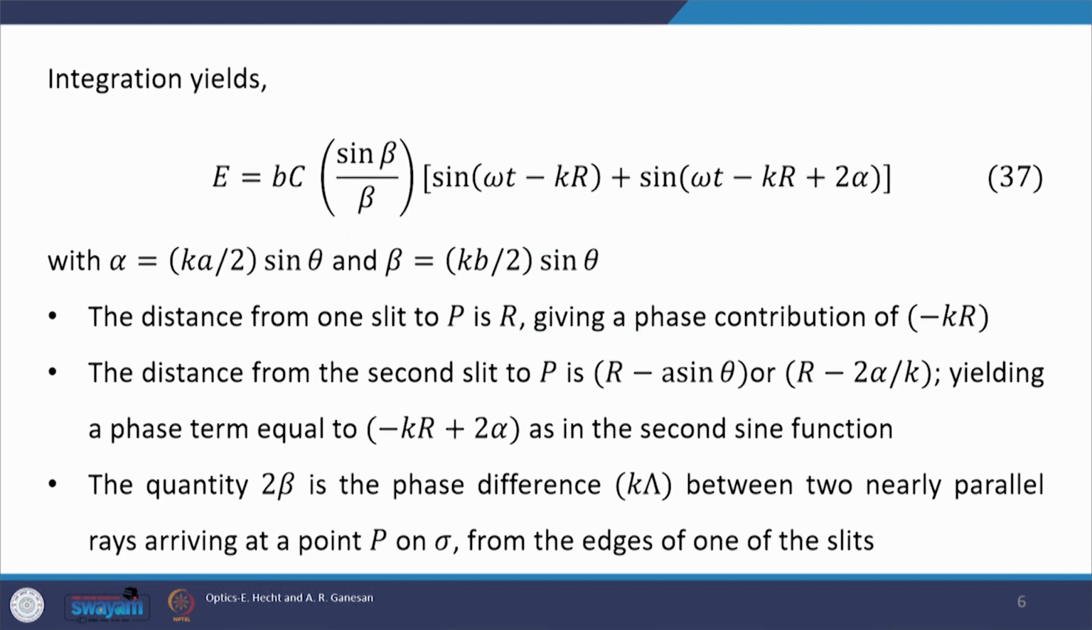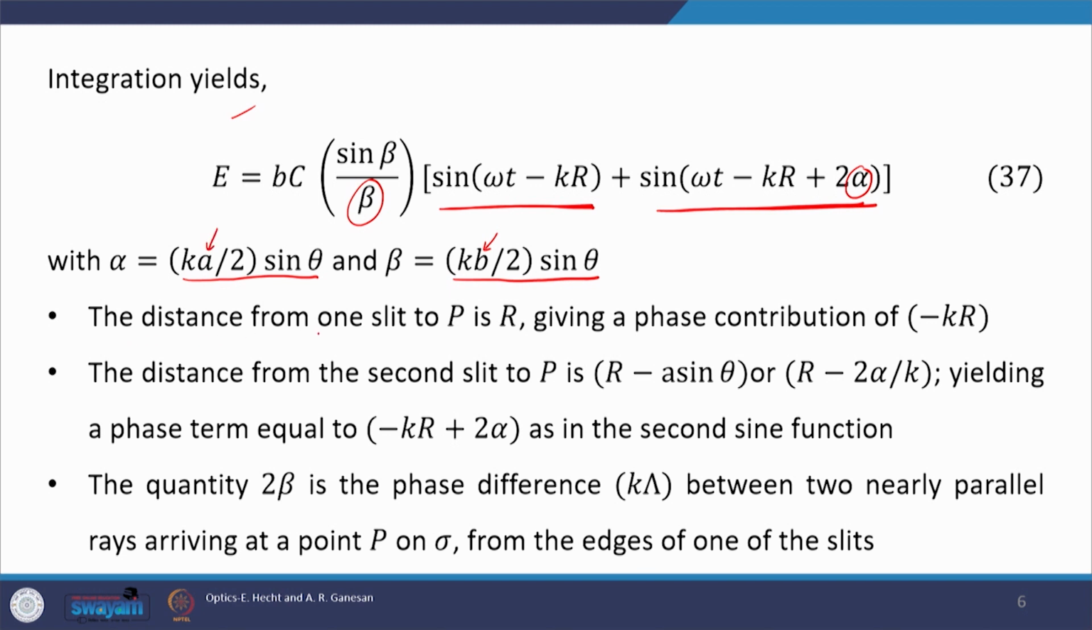Now, we will perform the integration, and integration yields two terms. This is the first term and this is the second term. The first term is from the first integral, the second term is from the second integral. Herein you see there are two terms appearing, alpha and beta. Alpha is defined by ka by 2 sin theta and beta is defined by kb by 2 sin theta. Just remember, b is the width of each slit in the double slit, and center to center separation is small a.